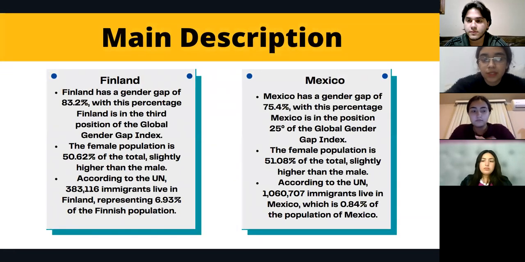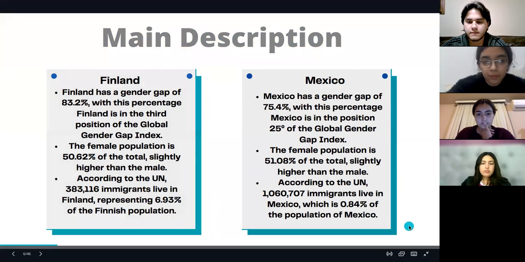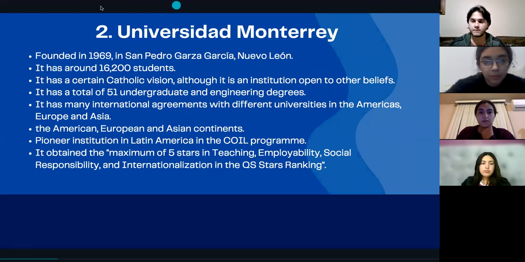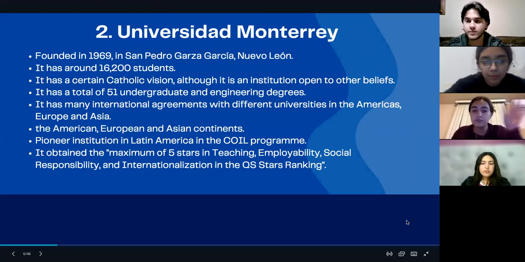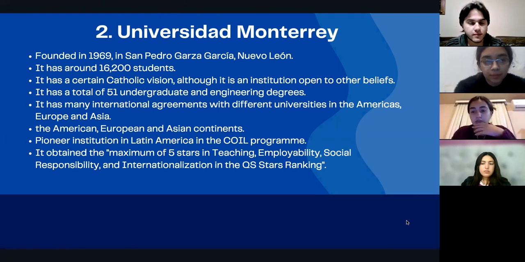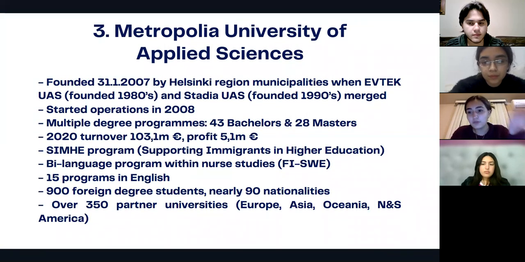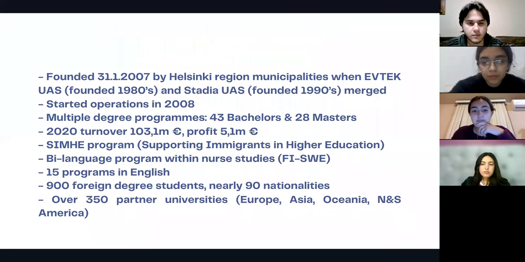Main description. Here we can see the description of Finland and the description of Mexico. We can see different data, the female population, the gender gap, the global gender gap index, and the immigrants in the Finnish population and in the population of Mexico. So here we have just some extra information about what we're going to talk about during the presentation. And the past slide was about UDEM, and this slide is about Metropolitan University.